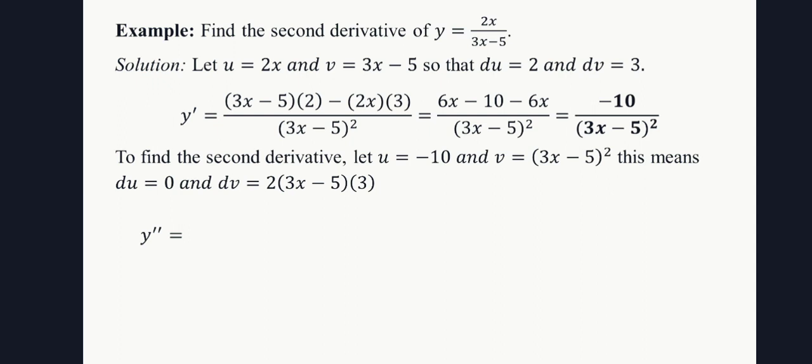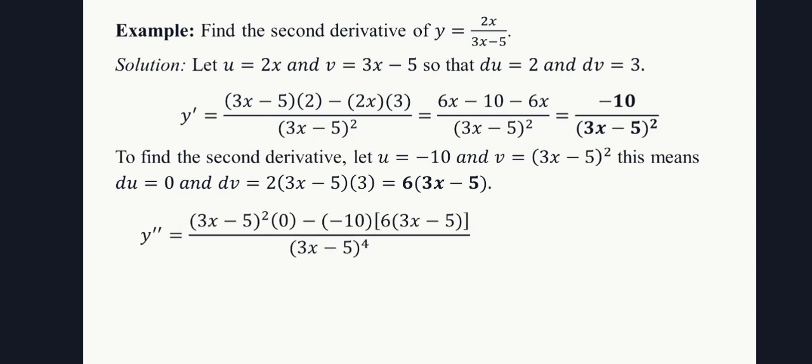Okay, copy the v itself, then subtract by 1 the exponent, then multiply by the derivative of your inside function. Ano yung inside function? 3x minus 5. So, what is the derivative of 3x minus 5? That is 3. Kaya nag-multiply tayo ng 3. Then simplify further, we get 6 times 3x minus 5. Simplify, or sige, gagamit na lang tayo ng 6 times 3x minus 5 here.